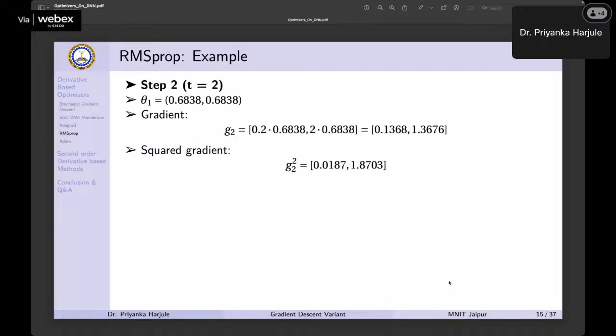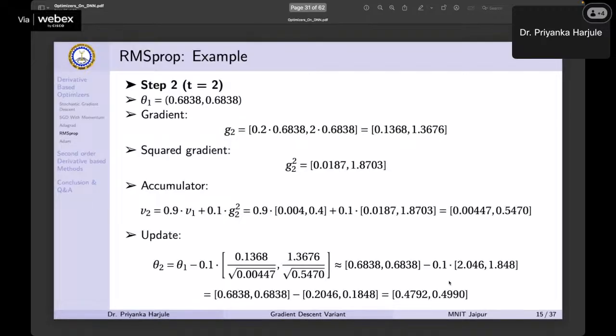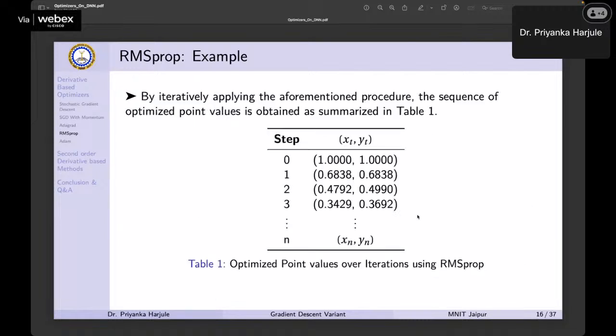Likewise, when we perform the same for t equal to 2, this is the exponential moving average, and this is the weight update. So you get it to be (0.4792, 0.4990). So this way, iteratively, when we perform for n steps, we get these updates. Okay, so this is the example for RMSprop.